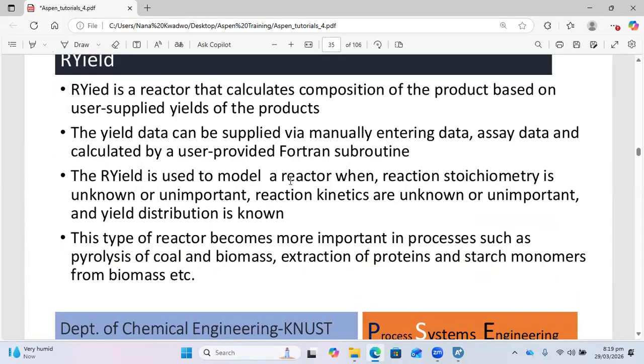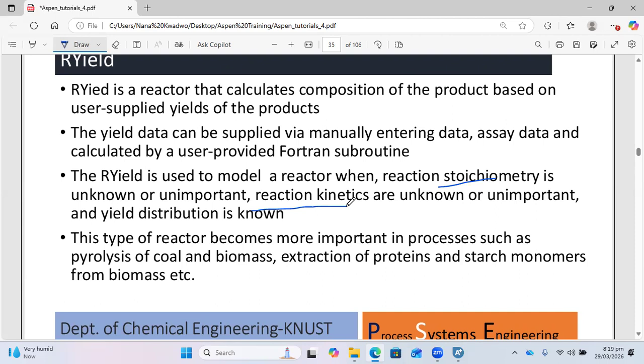So for this particular reactor, you need to know the yield of your products, right? You may not really have information on the stoichiometry or the reaction kinetics, right? But what you will need is the yield distribution. So what do we mean by that? We are talking about how much we're expecting, or the compositions we're expecting in the products at the end of the day, how much should have been produced from how much we fed in. You're looking at the yields that we are going to get at the end of the day. We need to know that information.